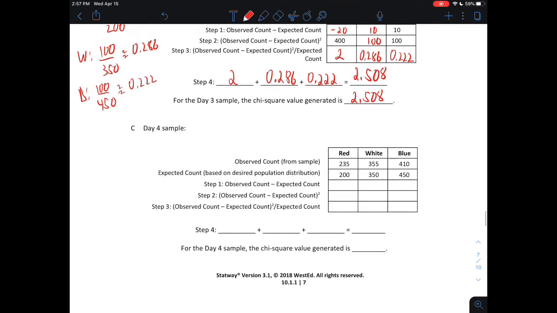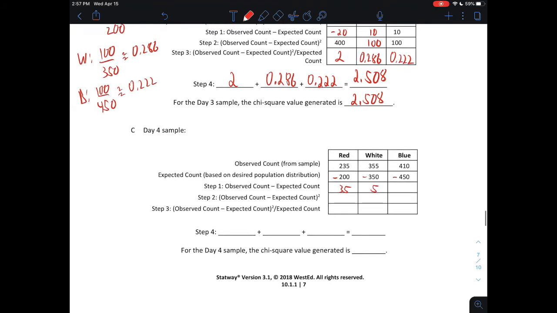All right, so then finally, day 4 sample. Now we're just filling in a few more blanks on our own. So now we're just going to do step 1, take the observations, subtract what's expected. So for red, that would be 35. For white, that would be 5. And for blue, that would be negative 40. Then I have to square those results. 35 times itself is 1,225. For white, 5 times itself is 25.